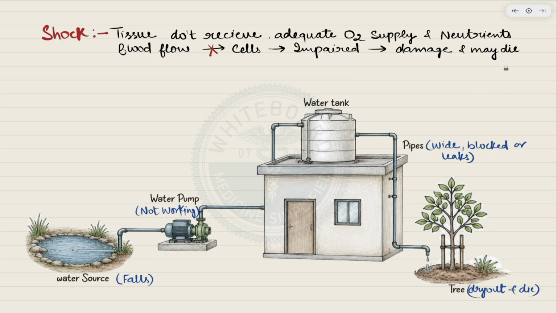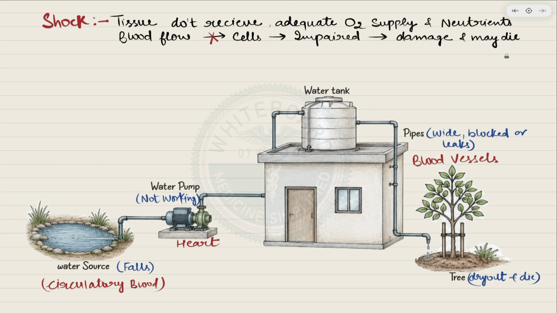In this analogy, the groundwater represents the blood available within the circulatory system. The water pump represents the heart, whose job is to keep the blood moving continuously throughout the body. The pipes represent the blood vessels that carry blood to different tissues and organs. Finally, the young tree represents the body's cells, tissues, and organs that depend on a constant supply of blood for their survival. Thus, just as a healthy tree, our cells depend on an adequate blood volume, a properly functioning heart, and healthy blood vessels to receive the oxygen and nutrients they need.